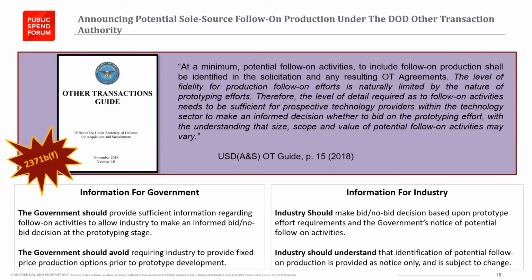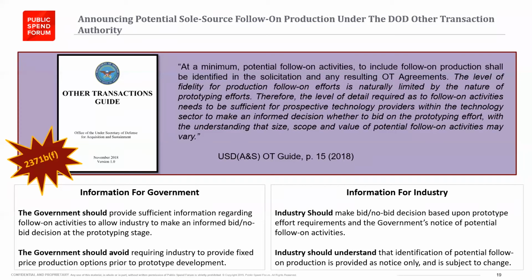If industry can tell you what it's going to cost in 4 years to produce something they haven't prototyped yet, they probably aren't prototyping it. And then for industry, you've got to make that bid, no bid decision on the prototype if you want to get into the production game, if the government's giving you that notice. So keep an eye on what they're looking to produce.